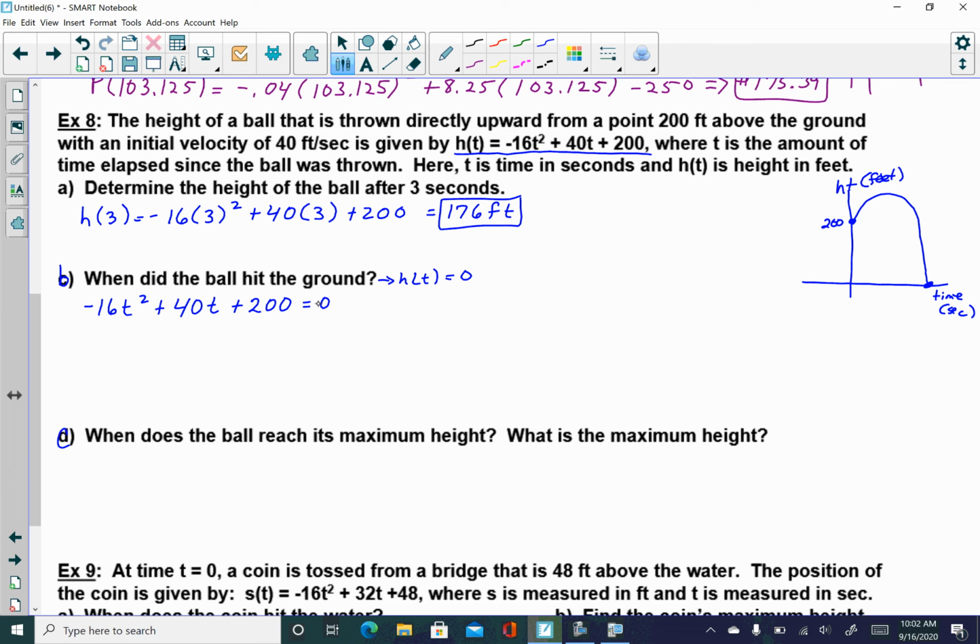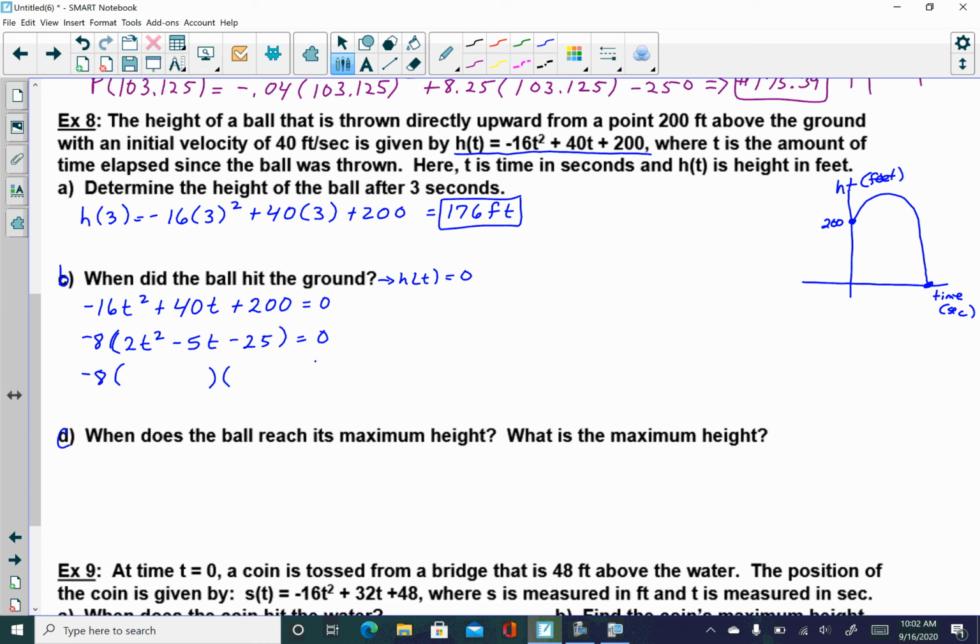All three of these terms have an 8 in common. I'm going to factor out a negative 8, so I don't have to worry with so much of this. So I have negative 8 parentheses, and then I would have 2t squared minus 5t minus 25 equals 0.